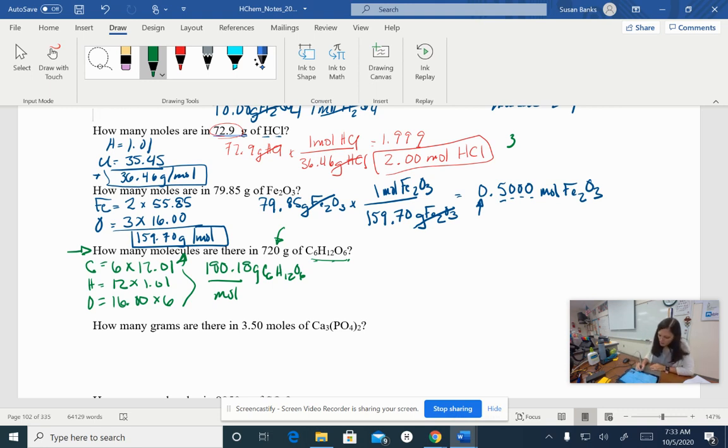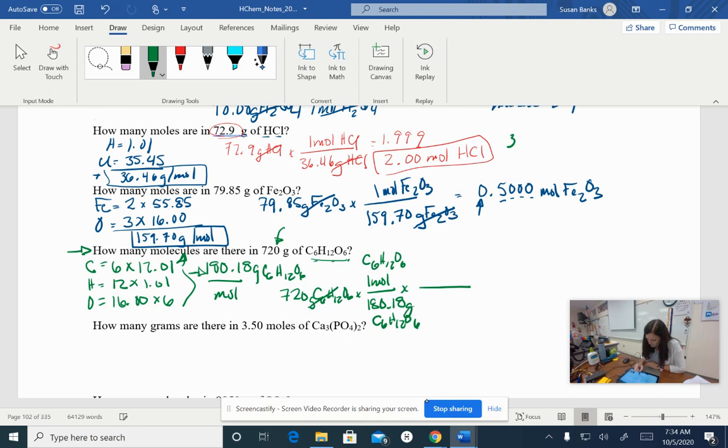So here we go. We have 720 grams of glucose. And we want grams to cancel. So we're going to use the conversion factor that we just calculated. We're going to put that on the bottom. So 180 grams of glucose will give me 1 mole of glucose. I'm going to kind of scrunch it together because I'm running out of room. Okay, so my grams of glucose cancel, right?